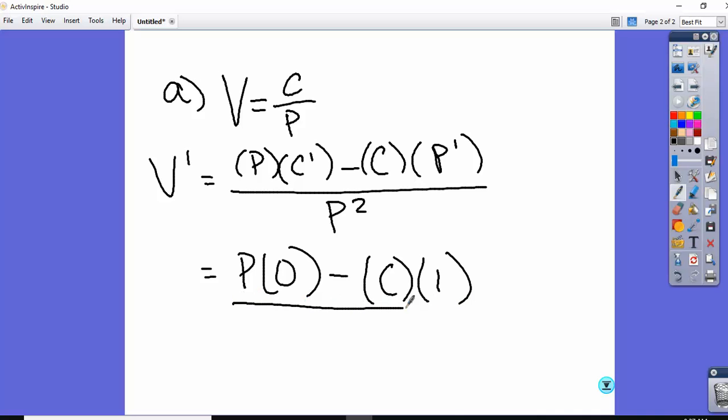The derivative of P is our variable. It's just P to the first power. So when you do the derivative of a variable to the first power, it's just 1. Just like the derivative of X is 1. So overall we get negative C over P squared for this derivative. Are you guys all clear on that part?